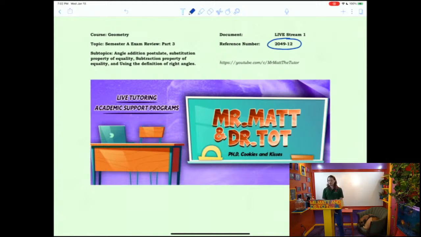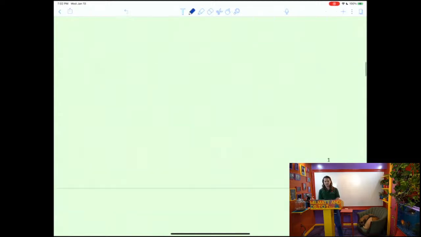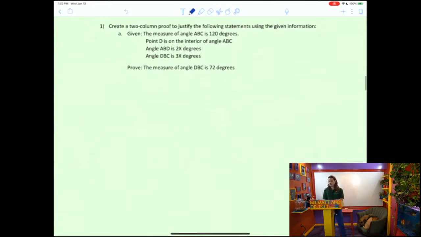But otherwise, let's just go ahead and look at the first example, problem number 1. So we're going to address these in terms of geometric proofs. Remember that we have 2 columns in a geometric proof. We have the statement and then the reason.